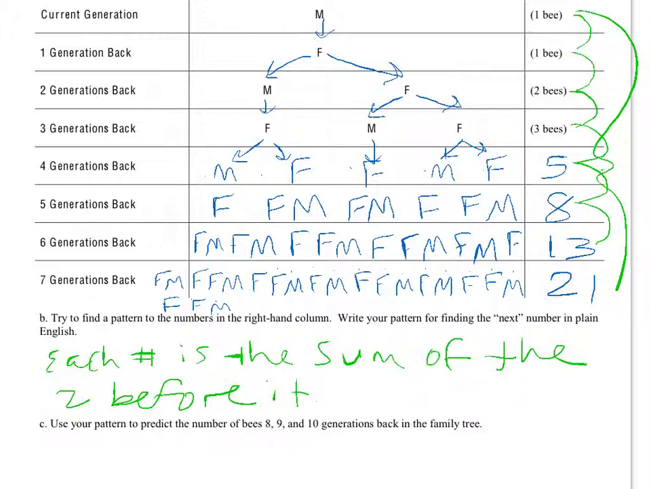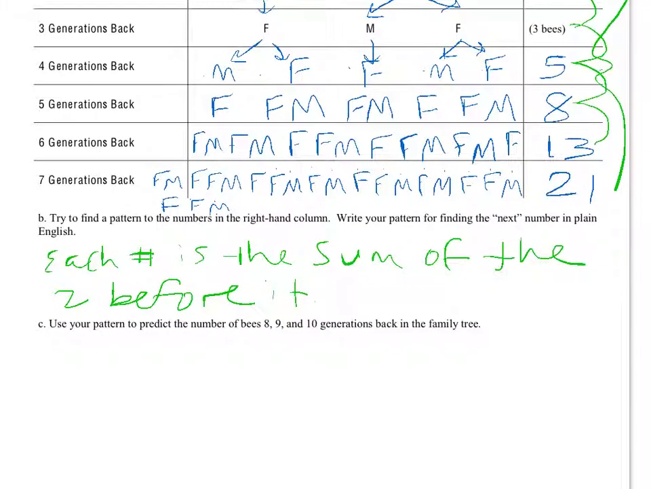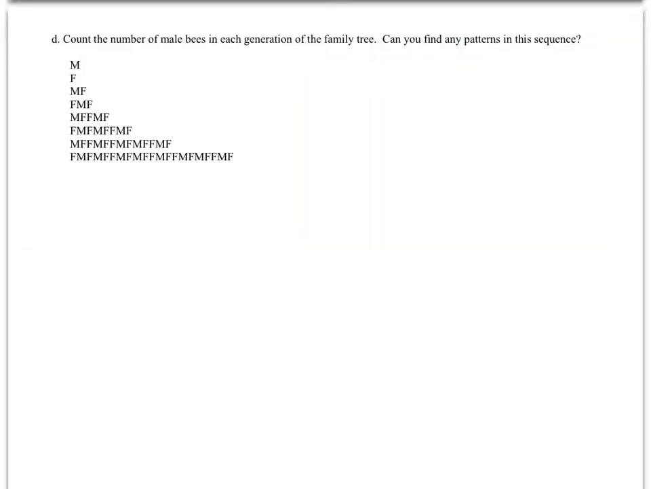So if I were going to try to predict the numbers of bees in the next generations, I would say that 8 generations back would be 13 plus 21, which is 34. And then 21 plus 34 is 55. And 34 plus 55 is 89 bees.